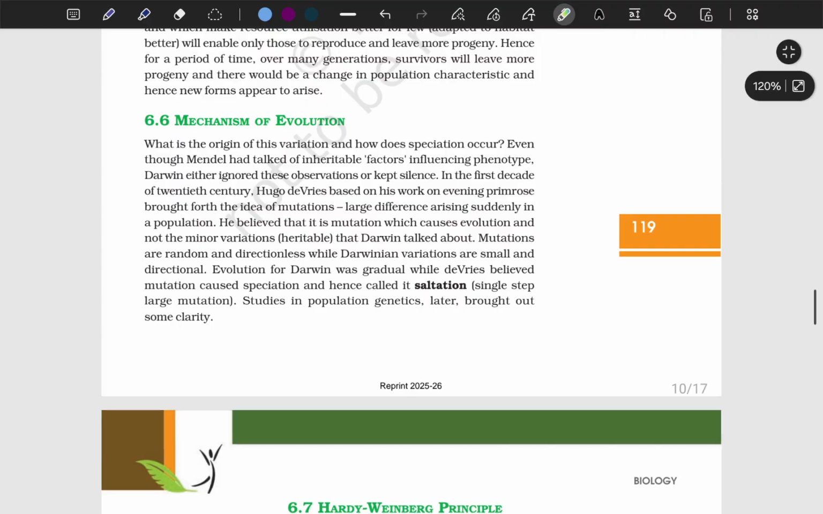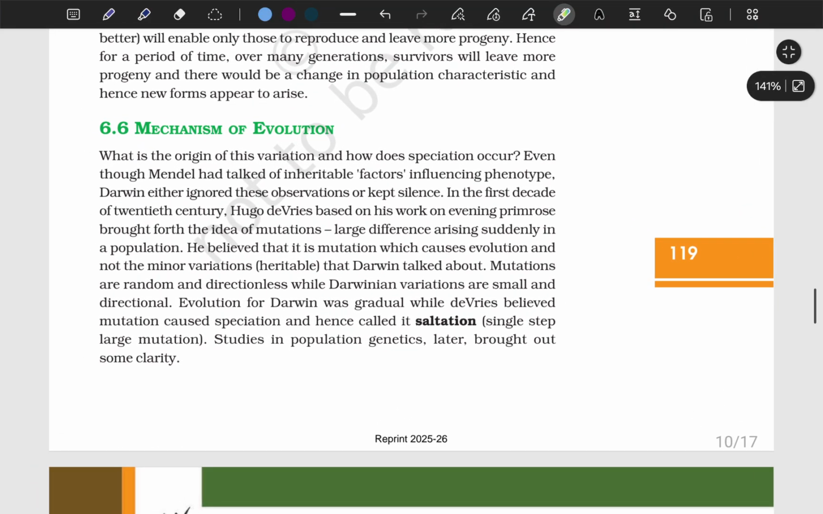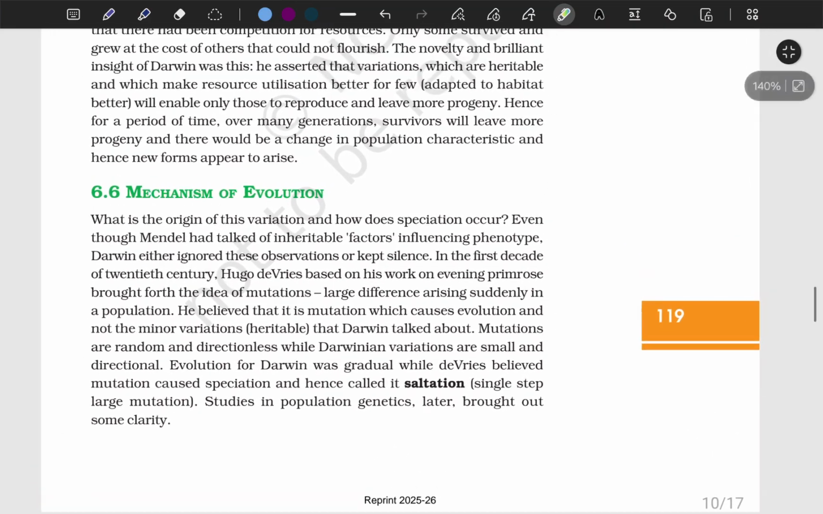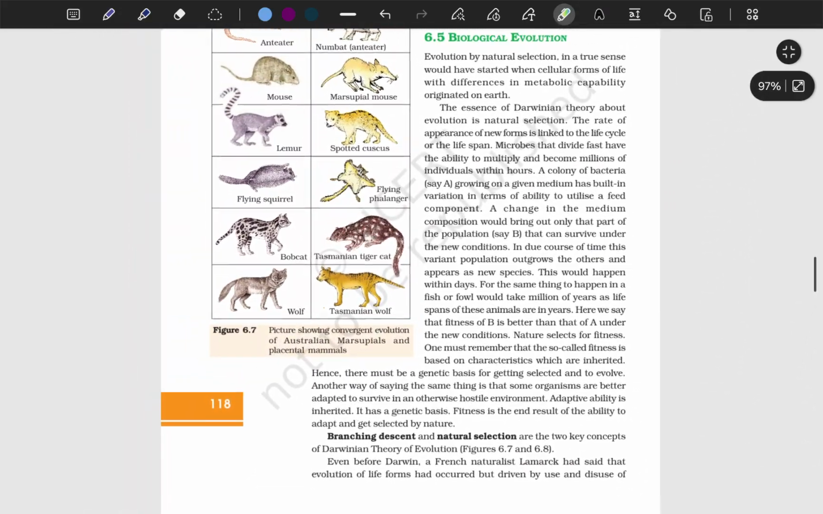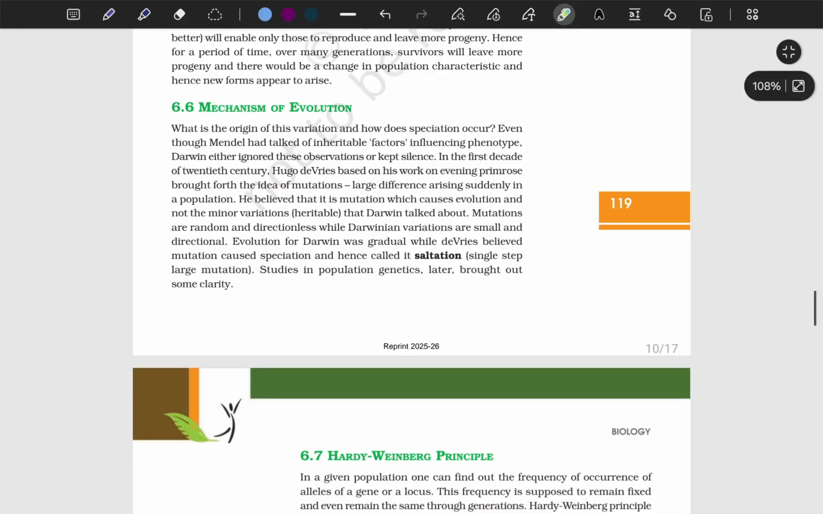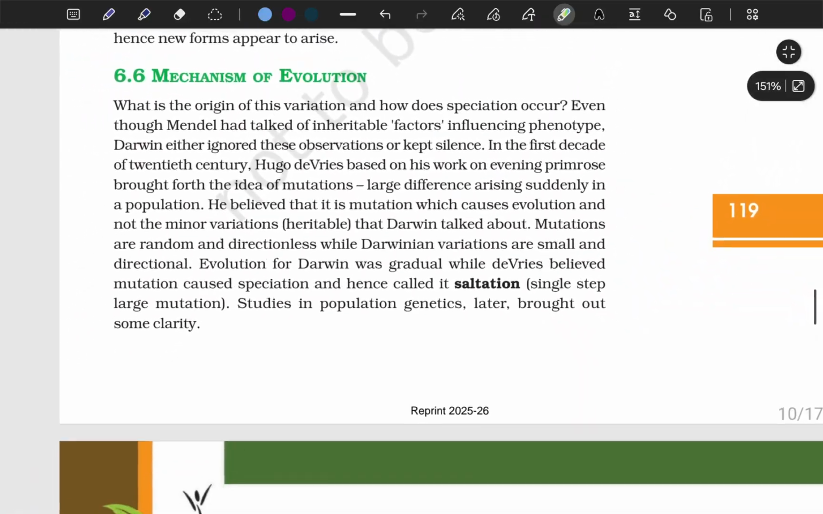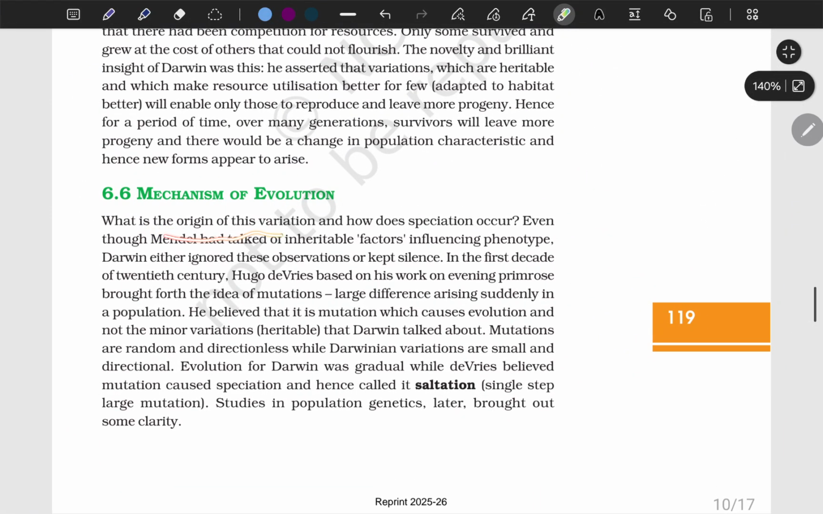So continuing the evolution chapter, it's part 2 of the chapter. We have done till the biological evolution. So moving ahead with the mechanism of evolution, what is the origin of this variation and how does this speciation occur?